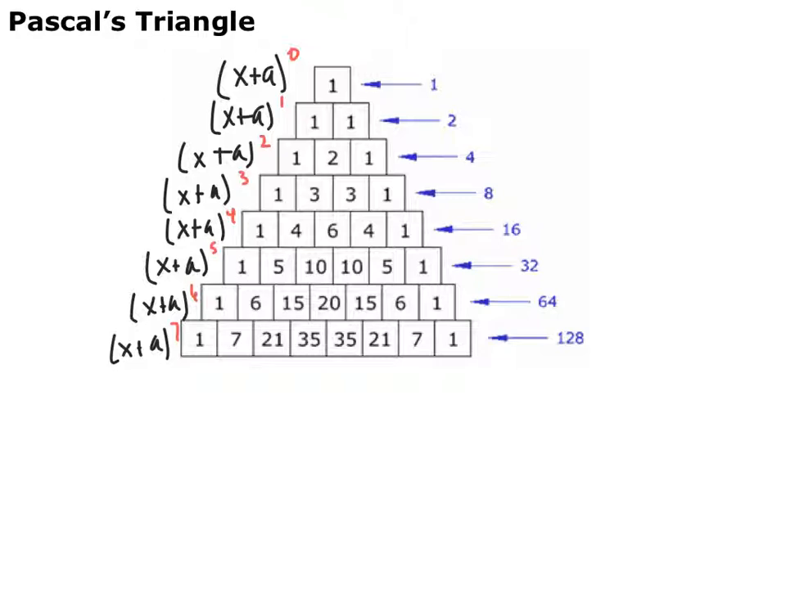The two above it always add up. It's 1 down the diagonals, and then the two above it add up to the one below it. This is not something you have to have memorized, but this is another way to expand binomials.